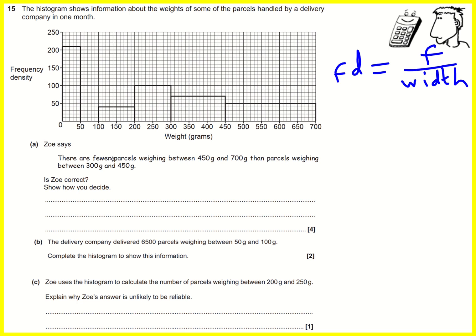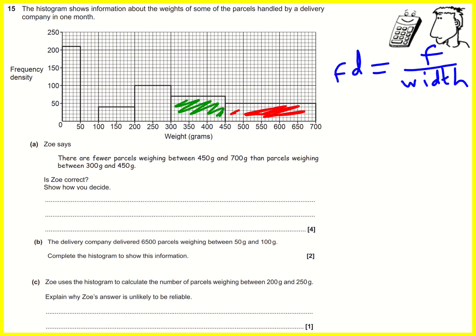So Zoe says there are fewer parcels weighing between 450 grams and 700 grams. That's over here. Than parcels weighing between 300 grams and 450 grams. That's over here. Now that kind of looks like it's true from the starting point because the bar is lower. However, we've got to remember this is the frequency density. It's not the actual frequency. We can't talk about the number of parcels by just looking at the heights of the bars.